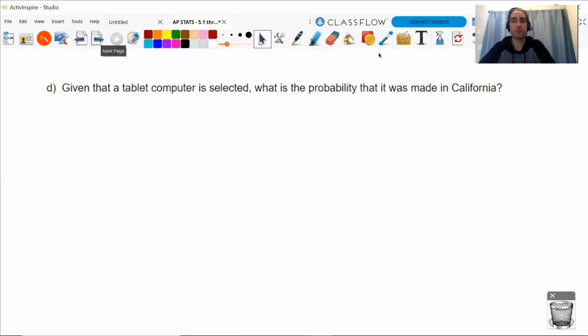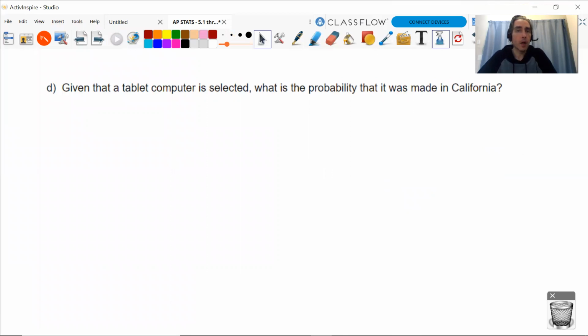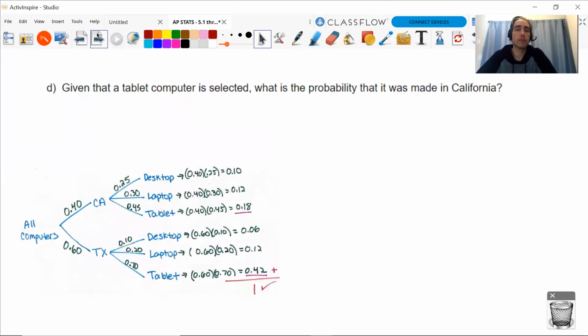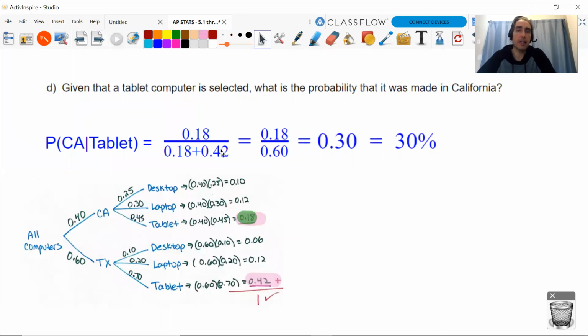And last question. Given that a tablet computer is selected, what's the probability that it was made in California? Again, let's look at our tree diagram. We have 2 possibilities where tablets are selected, and out of that 60%, remember that this is the one from California. So it's simply going to be 0.18 out of 0.6, or 18 out of 60. And you can see that 18 is repeated down here in the denominator. That's going to be 30%, 0.3. And so the likelihood that out of all the tablets selected, it was made in California is 30%.